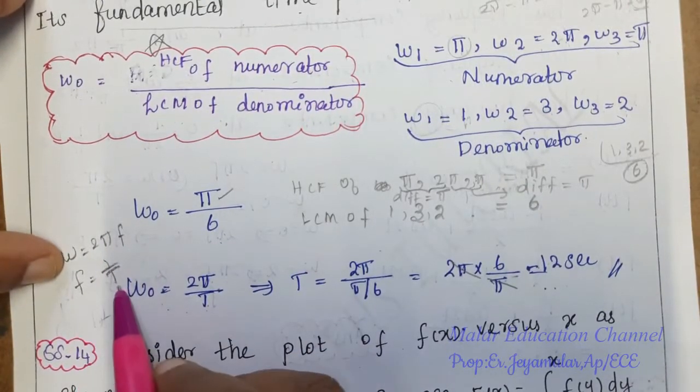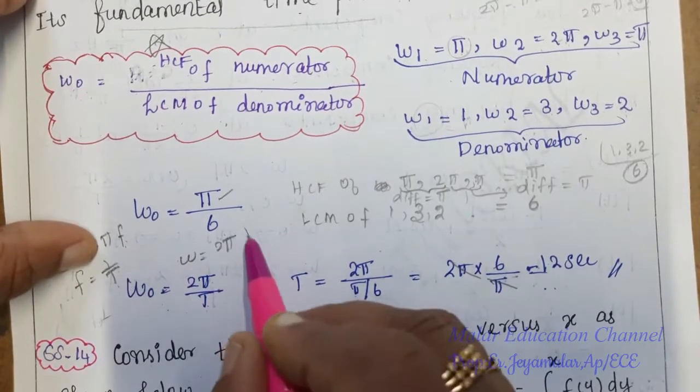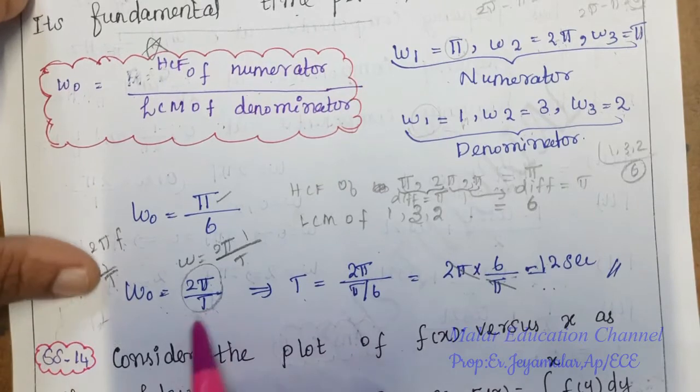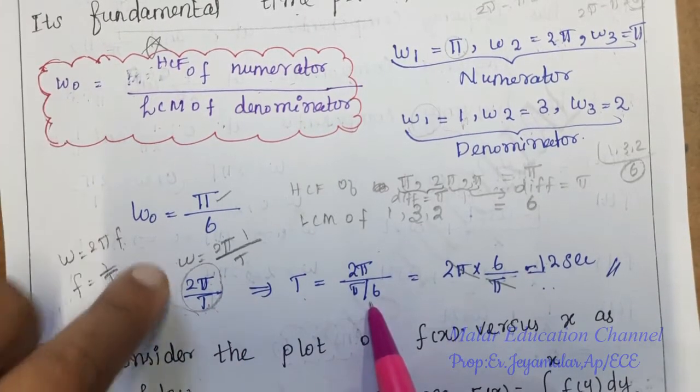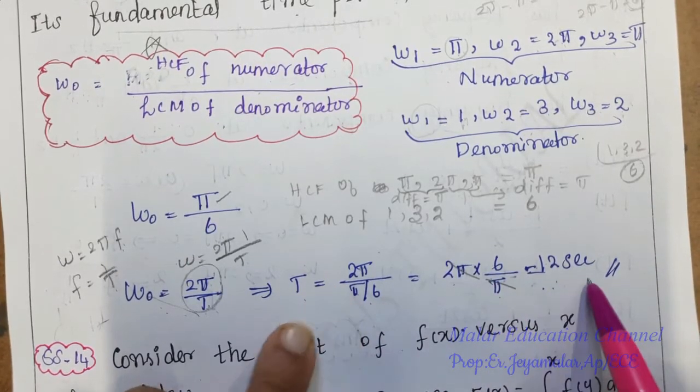So omega equal to 2 pi f, f equal to 1 by T. Substitute here: omega equal to 2 pi, and instead of f you write 1 by T. So omega equal to 2 pi by T. That's the formula. T equal to 2 pi by omega. So 2 pi by pi by 6, pi gets cancelled. The final answer is 12 seconds.